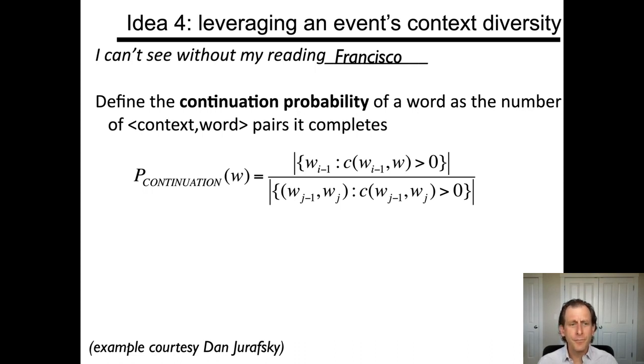And so the way of operationalizing this idea is by basically counting up how many different contexts a word appears in. And that's what's called the continuation probability of the word. When this continuation probability is large, that word occurs in lots of different contexts. When it's small, it occurs in only a few contexts.